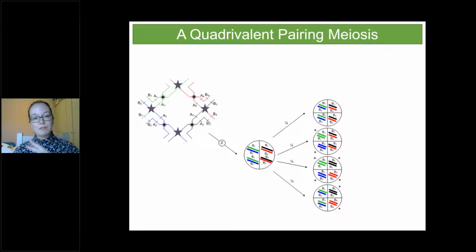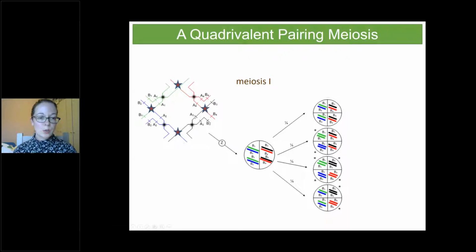And this kind of multivalent formation, how often it occurs, is interesting to us because it actually leads to a unique outcome in the meiosis that you would never see in a diploid. And so it's important to take these things into account when analysing the genetic data of this kind of species.